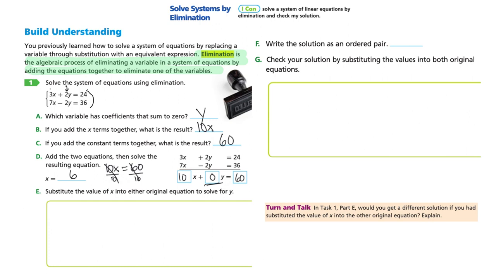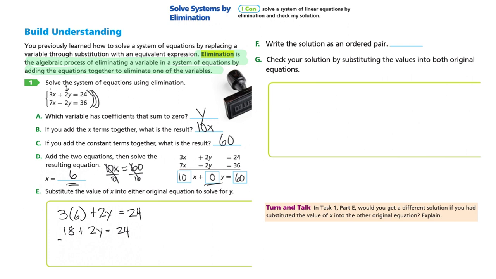So then it says substitute the value of x into either original equation and solve for y. So you can choose whichever of these two equations you like better. I'm just going to pick the one that has all the positive numbers. So I know x equals 6, so I can substitute that now where I see x. So 3 times 6 plus 2y equals 24. So I have 18 plus 2y equals 24.